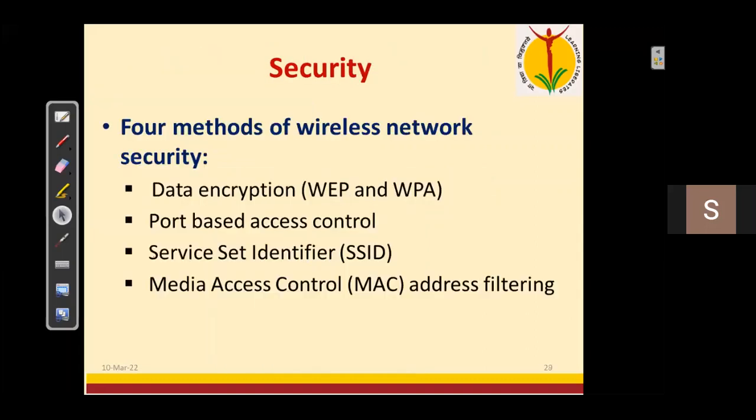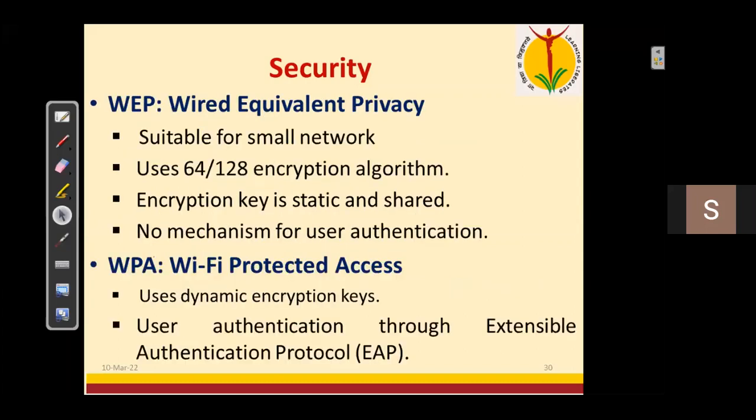Okay, so very important it is there. So that is security, which in the wireless network it is there. So we can maintain the security by these 4 methods: either by data encryption, or code-based access control, or SSID, that is service set identifier, or the media access control, that is MAC address filtering.